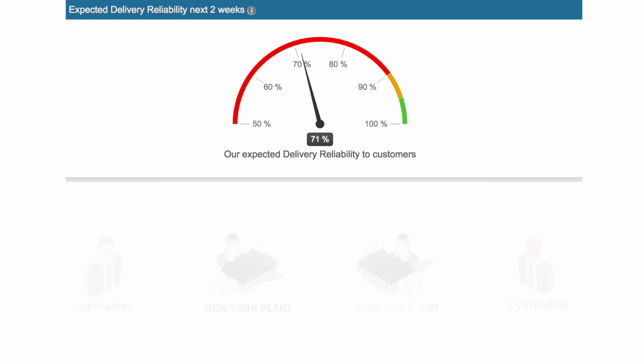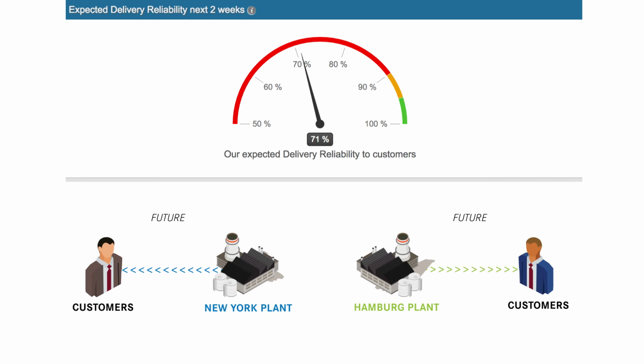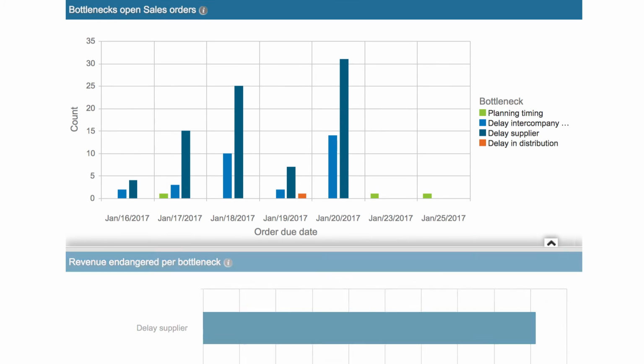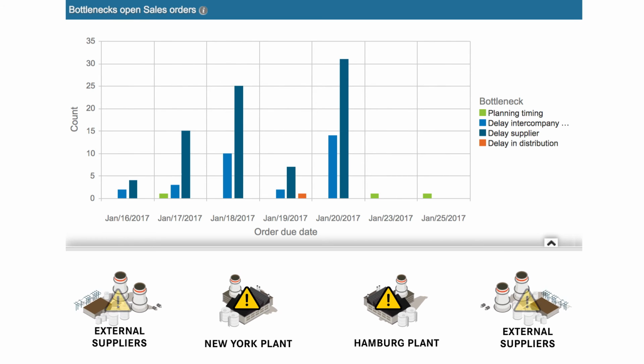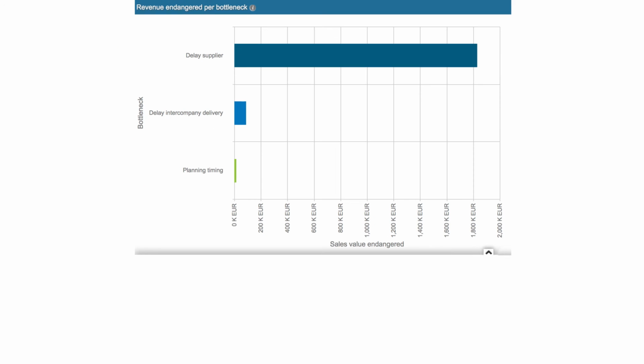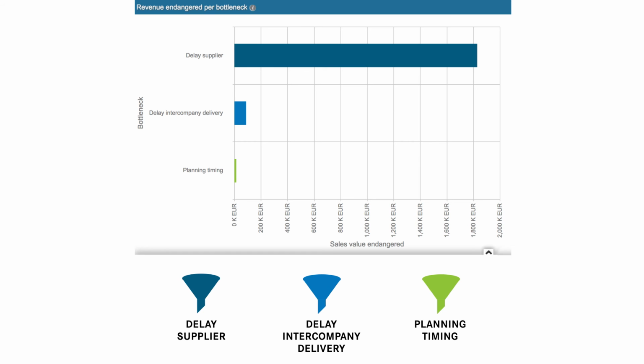Here we see the projected service level for the next 2 weeks if no action is taken, 71%. The next chart shows what the problems are. While we have a few planning issues and continued intercompany issues, we can see that we will experience major delays from some external suppliers. The final chart details the potential impact to customer service caused by these issues.